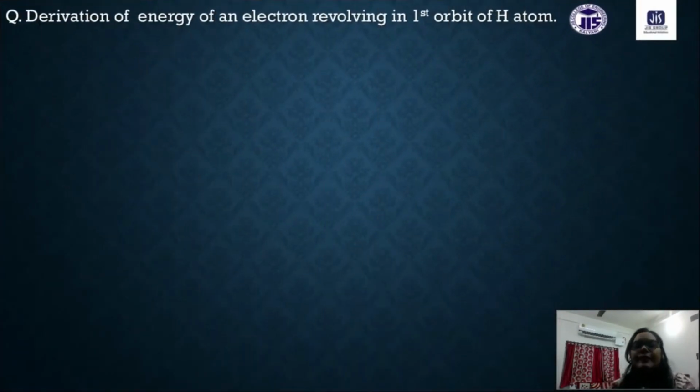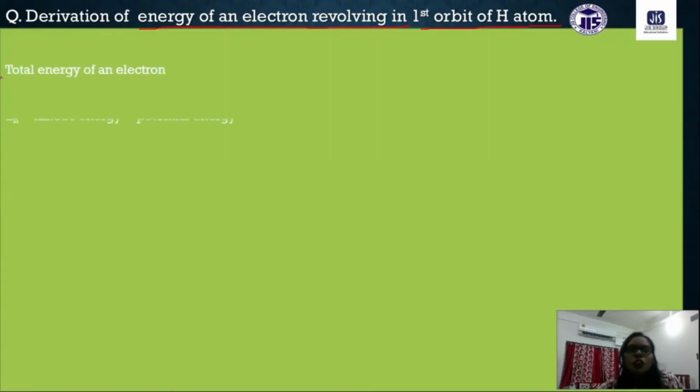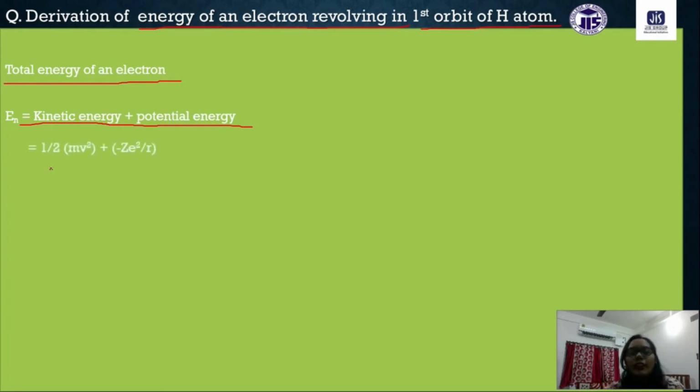Okay, next we will see how we can derive the energy of the electron revolving in the first orbit of the hydrogen atom. So now we will see the energy of the electron. The total energy of the electron is given by kinetic energy and potential energy. We all know that the energy of an electron is always the summation of kinetic energy and potential energy. Kinetic energy is half mv square, and the potential energy is minus Ze square by r.